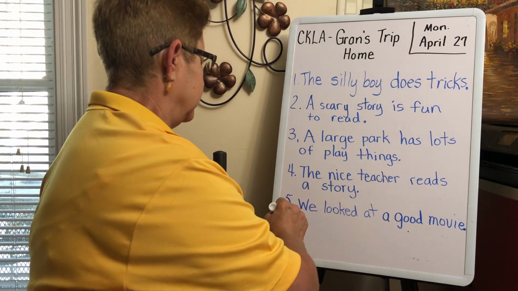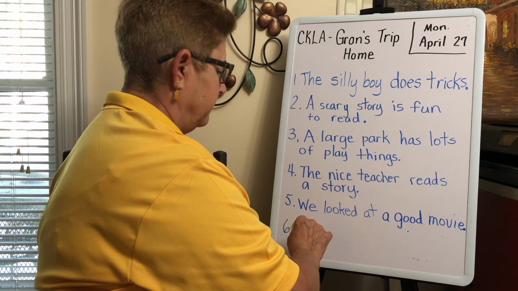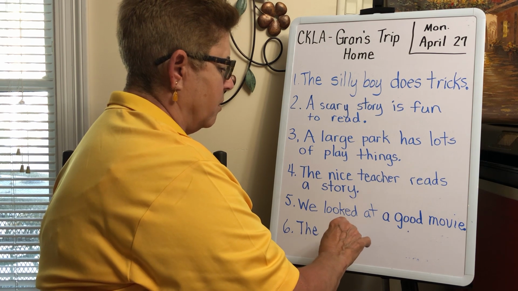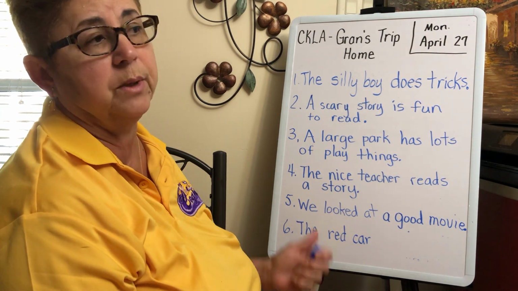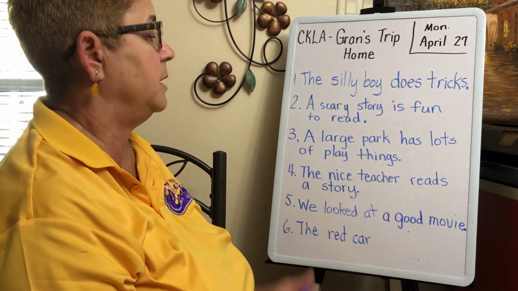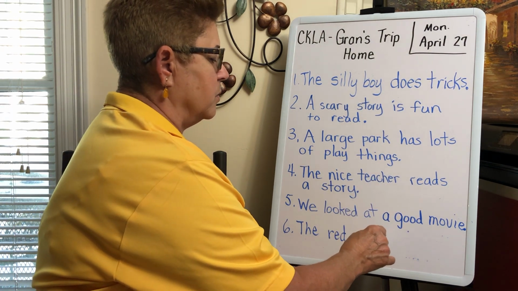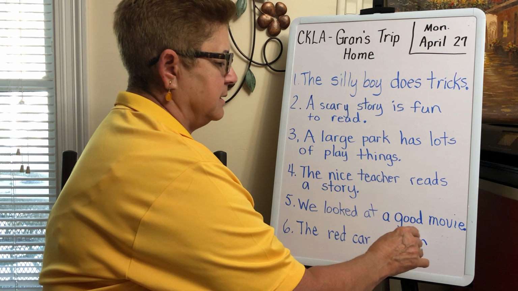Number 6, I think I said 5. Number 6, the red car. Remember, we have to think of words that we can write, or we can look on our word wall if we were in class. So how about the red car goes fast?